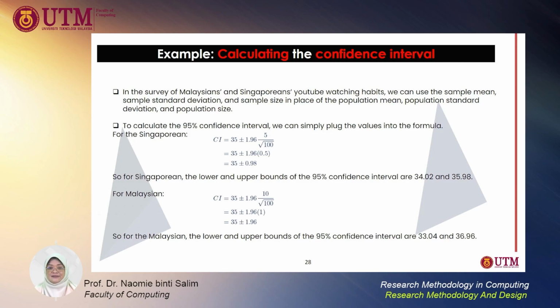So, to calculate the 95% confidence interval, we can simply plug the values into the formula. When we have plugged in the values for both Singaporeans and Malaysians, we can see that for the Singaporeans, the lower and upper bounds of the 95% confidence interval are 34.02 and 35.98. Whilst for the Malaysians, the lower and upper bounds of the 95% confidence interval are 33.04 and 36.96.